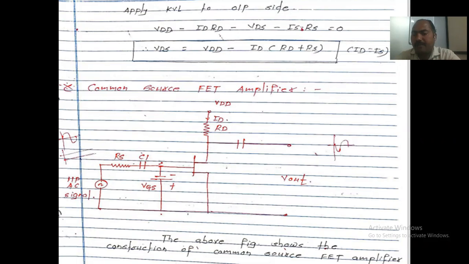Please tell me if you know about it. There are three configurations of bipolar junction transistor. Give me the response.